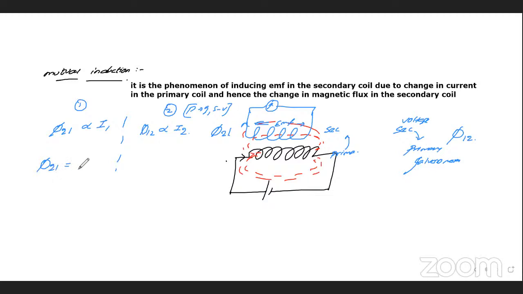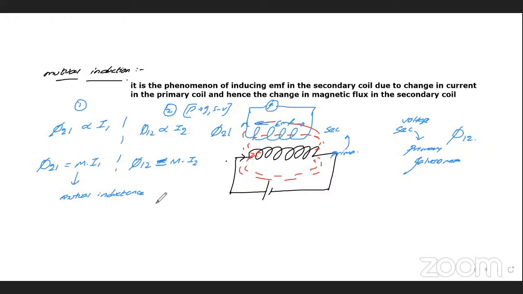Flux phi 2 1 is equal to the mutual induction M into current I1. Here also flux phi 1 2 is directly proportional, that is equal to the mutual induction M into I2. So there is a mutual inductance between the primary coil and the secondary coil. Mutually it is connected to each other. Now in this case, M is nothing but your mutual inductance.